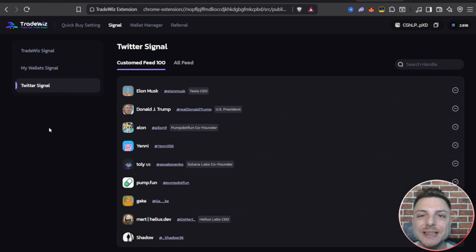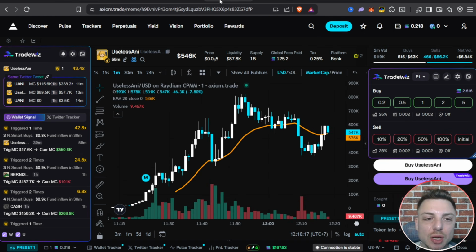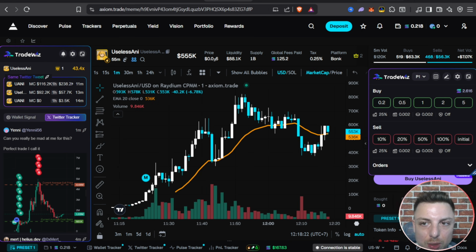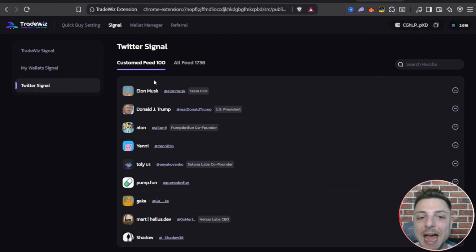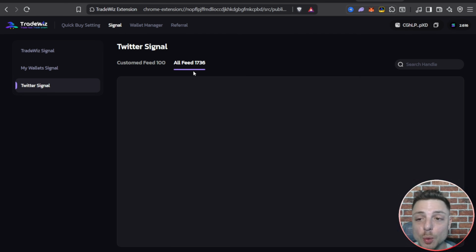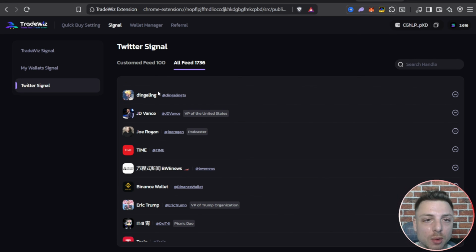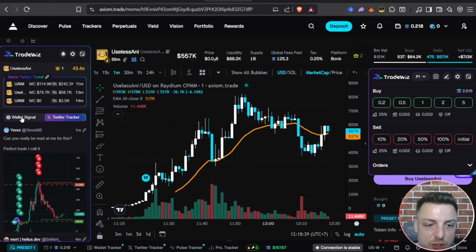We also have this Twitter signal, which is a new addition as well. So you can see the Twitter tracker just coming up with all of the latest tweets. We're able here to add an already customized feed of 100 people like Elon Musk, Donald Trump. And there's even a feed of more than 1,700 people automatically added by TradeWiz. So we can actually add all of these people and be tracking all of their tweets directly.